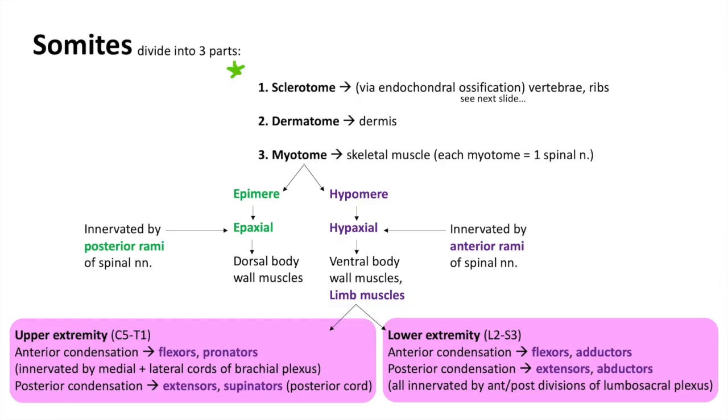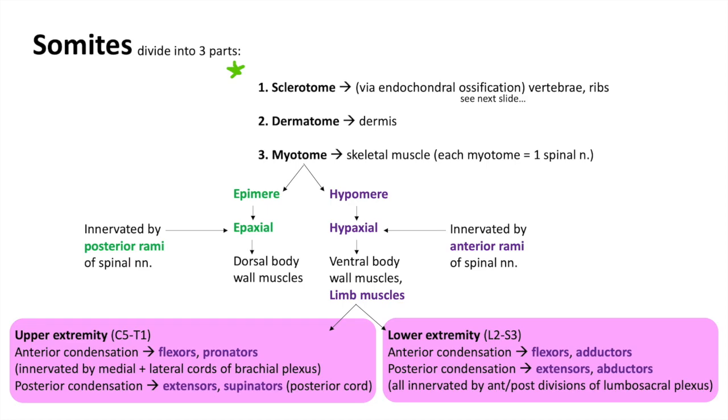Okay, so let's talk about the somites. We've got the sclerotome, dermatome, and myotome, and that's what's dividing our somites into three parts. The sclerotome is going to be via endochondral ossification, so our vertebrae and ribs, which we're going to talk about in a minute. Our dermatome, we talk about dermatomes, and so that's our skin, our dermis, and the innervation there. And then our myotome, it has myo in it, so that's going to be skeletal muscle. Each myotome has one spinal nerve.